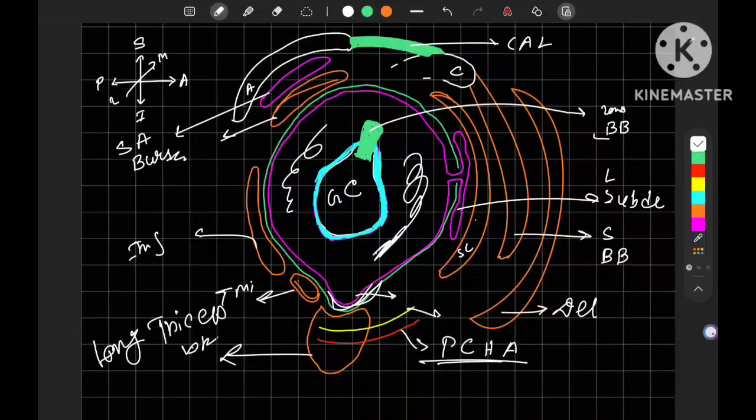In the next video we are going to talk about the movement of the shoulder joint and the clinical features of it. In that video we are going to talk about all the movements and the muscles and ligaments involved in these movements. So please watch this video, then go to the next video.